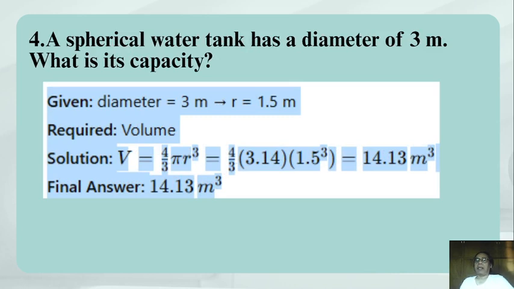Number 4. A spherical water tank has a diameter of 3 meters. What is its capacity? So we're given the diameter is 3 meters and then the radius is 1.5 meters. So required: volume. So solution, the formula is 4 over 3 pi r cubed. And substitute the given data.